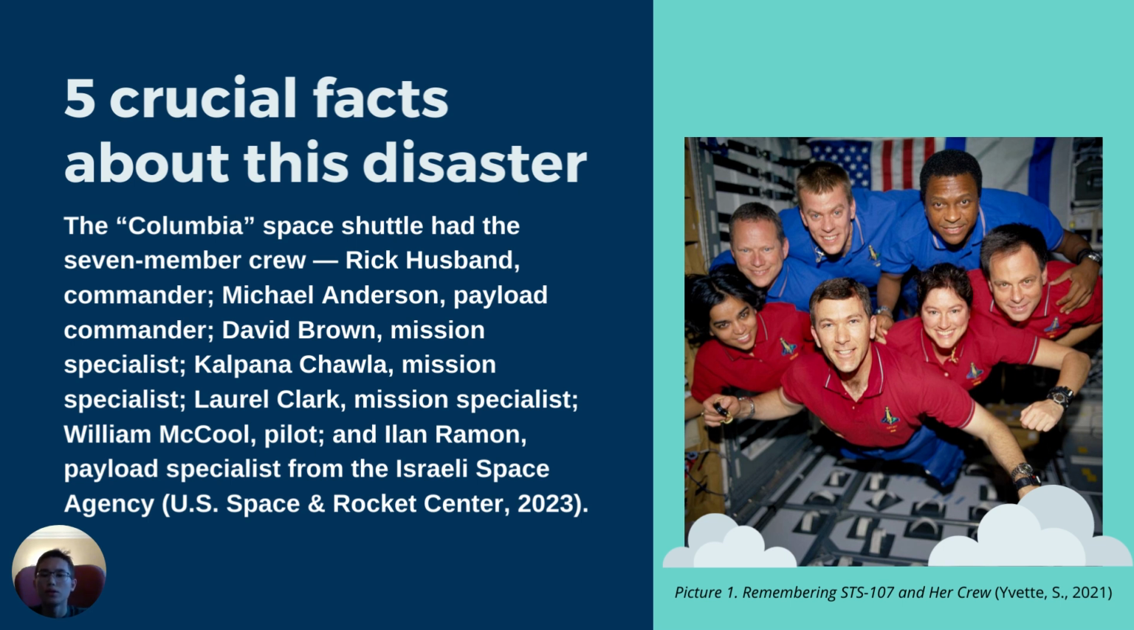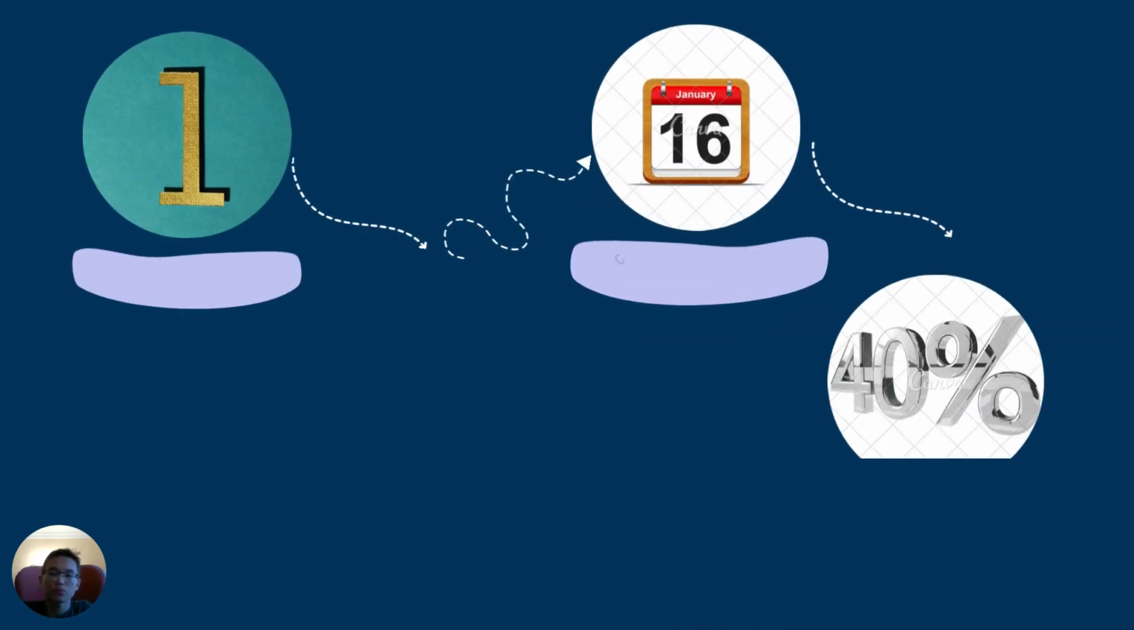And here, at the right side of the slide, you can observe the picture of this same seven-member crew in space. It's the picture taken from NASA's official site, so you can be sure that these seven members really were in this Columbia shuttle during the disaster.